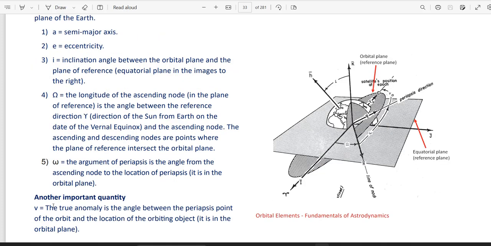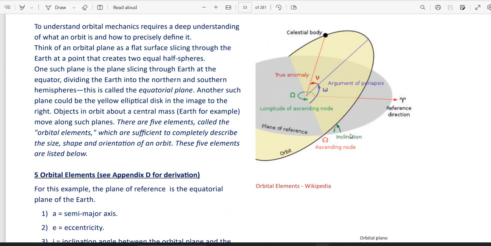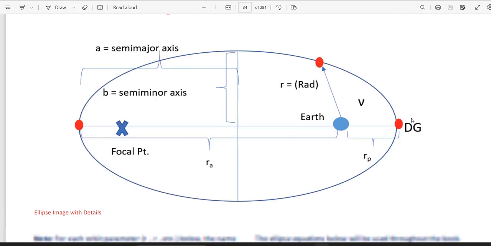Another important quantity, it looks here like a V, is called the true anomaly, and it's the angle between the periapsis point in the orbit and the location of the orbiting object. That's actually really important, and that's fairly simple. So this is the location of the closest approach of the object, and say the object is here at this point of its orbit. This would be that angle. This is the Greek symbol nu. It looks like a V.